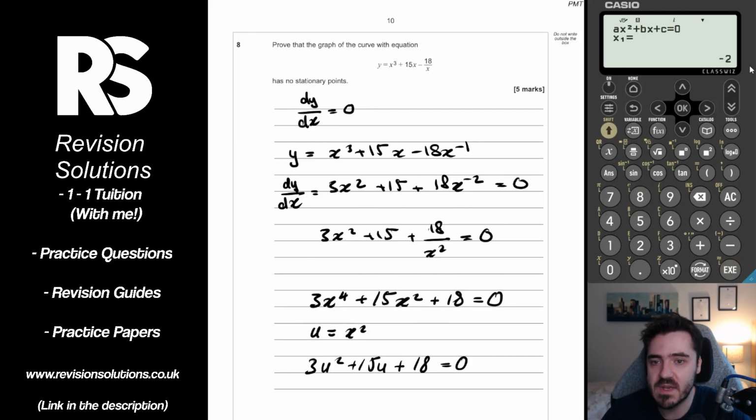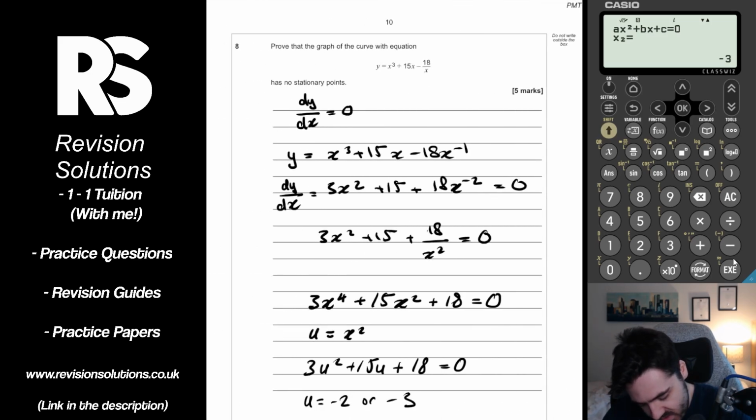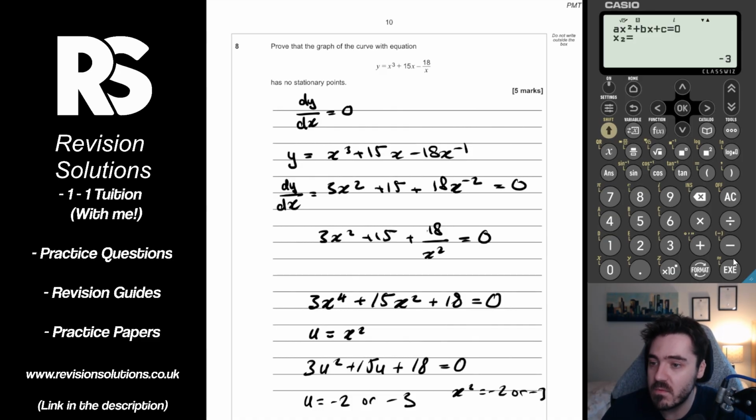So that actually does have solutions, this quadratic in disguise, but they're for u. So that gives us u is minus 2 or minus 3. But then if we relay that back to x squared, that would mean x squared equals minus 2 or minus 3. We can't actually square root a negative number, right? There are no real numbers that satisfy the property of squaring it and getting a negative. So no solutions for x.